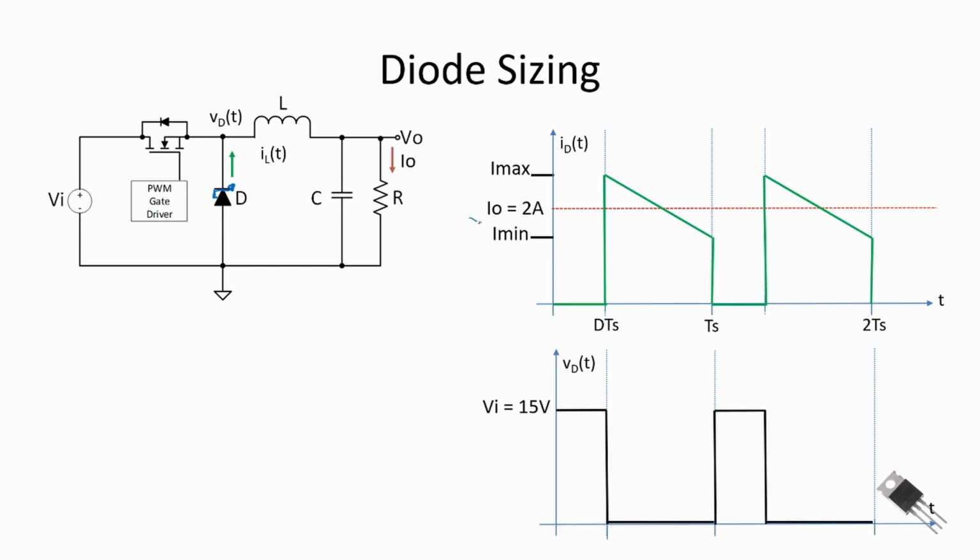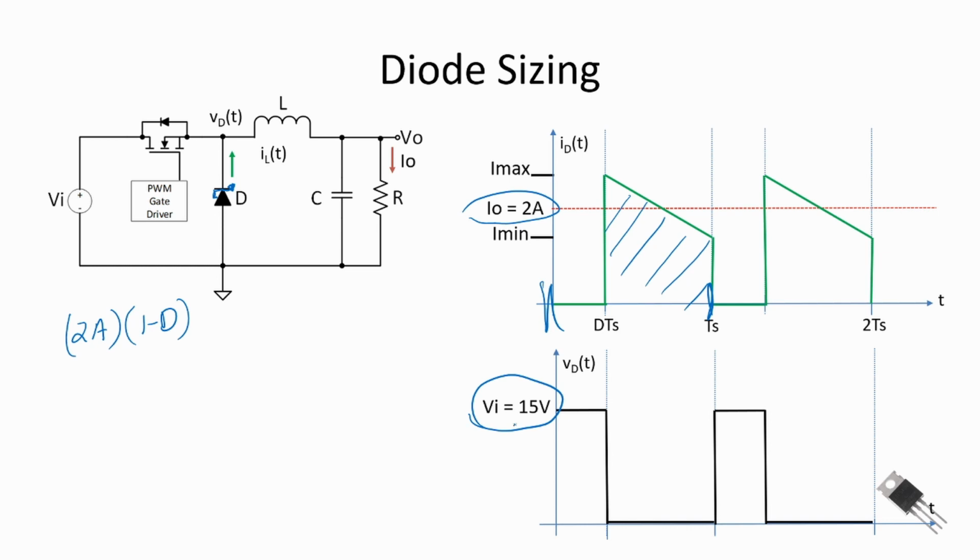Its average current rating has to be equal to 2 amps times 1 minus D. And that is the average value. If I average this current over one whole switch frequency, that's the number we would get. If I design for 2 amps, I'm going to be safe. Our maximum repetitive voltage for the diode has to exceed 15 volts.